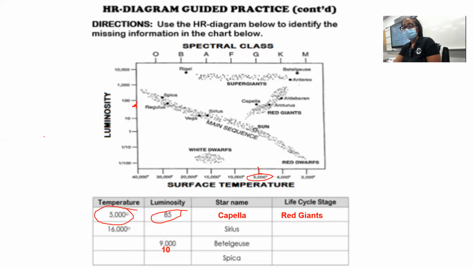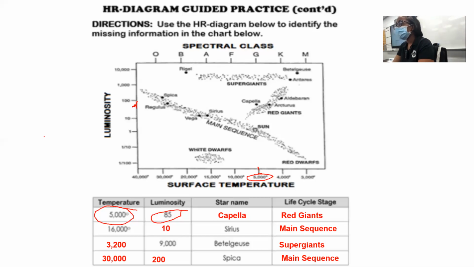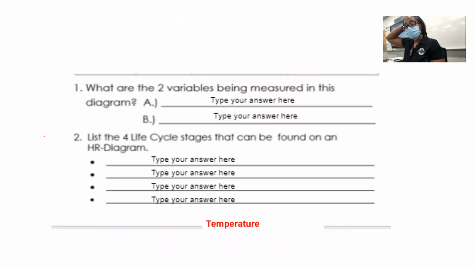All right, this is what we should have had. Don't change your numbers. As long as they're close, don't change your numbers. My people online too, don't worry about your numbers. As long as you got the star and the life cycle, that's fine. And then for the bottom, this is what we had.